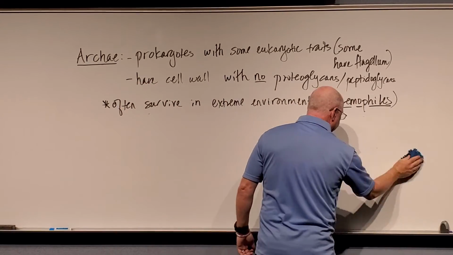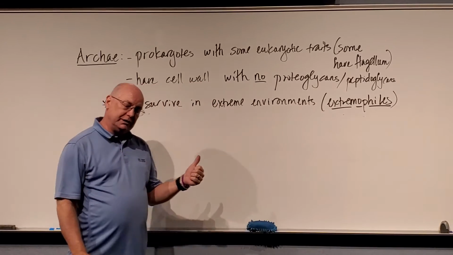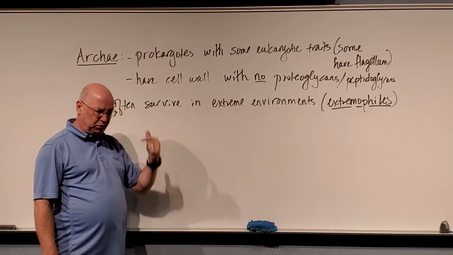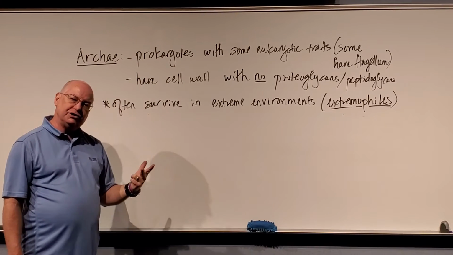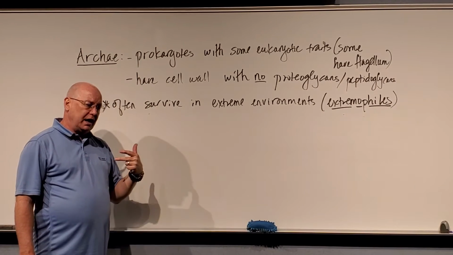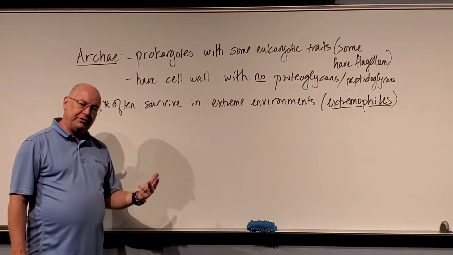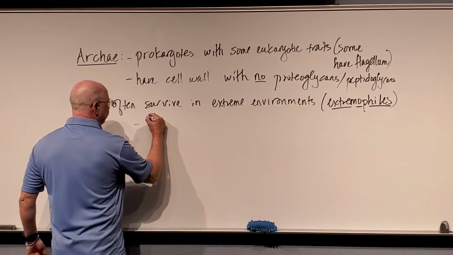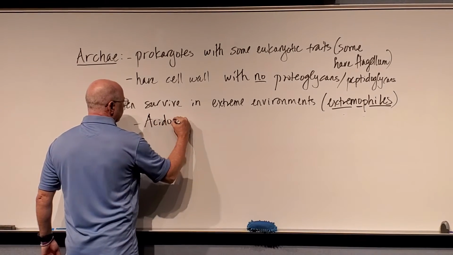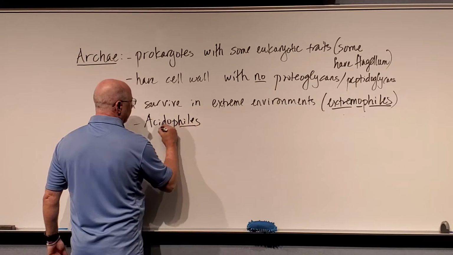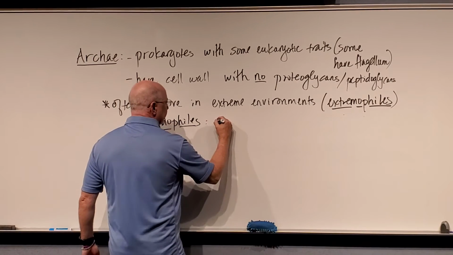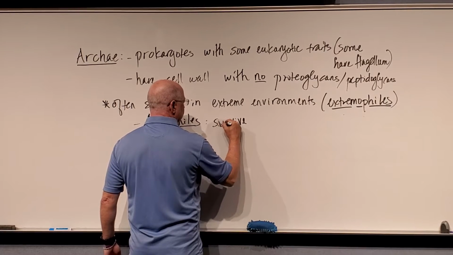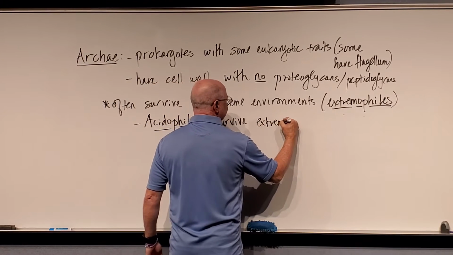So we have halophiles that can survive in an extreme salty condition. We have thermophiles that can survive extreme temperatures, extreme hot or extreme cold. We have methanogens that survive off of carbon dioxide and can produce very toxic gases to other organisms. We also have a group called acidophiles. Acidophiles love acid environments, okay? So they survive extremely acidic conditions.